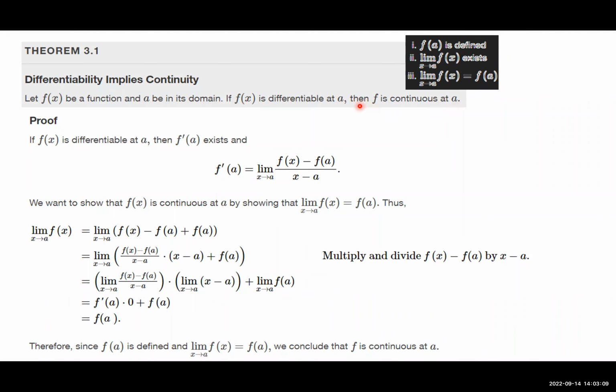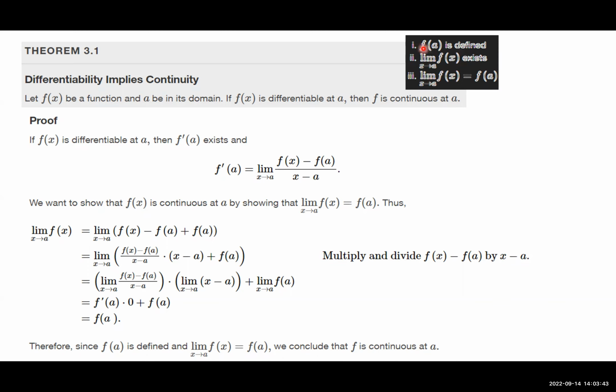We want to show that f is continuous at a, and what I put up here in the corner are the conditions for something to be continuous. So we're ending this presentation where we started during our full lecture on this slideshow. We have to be able to meet these criteria, okay?